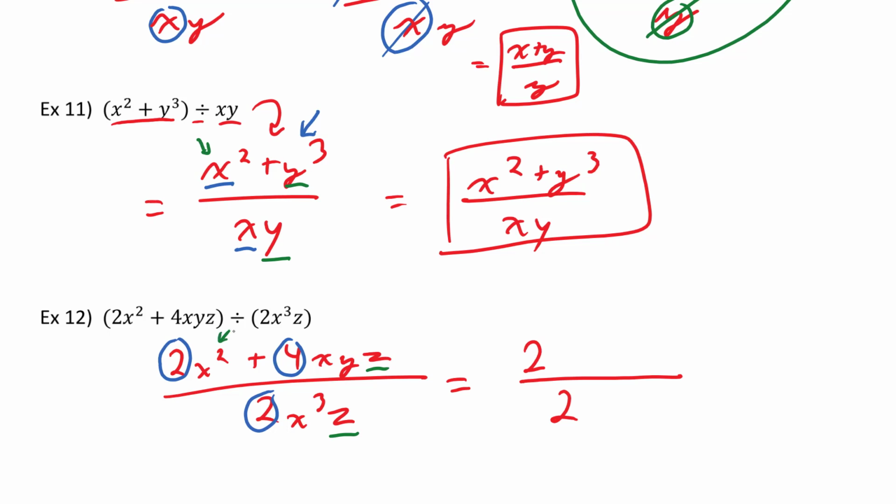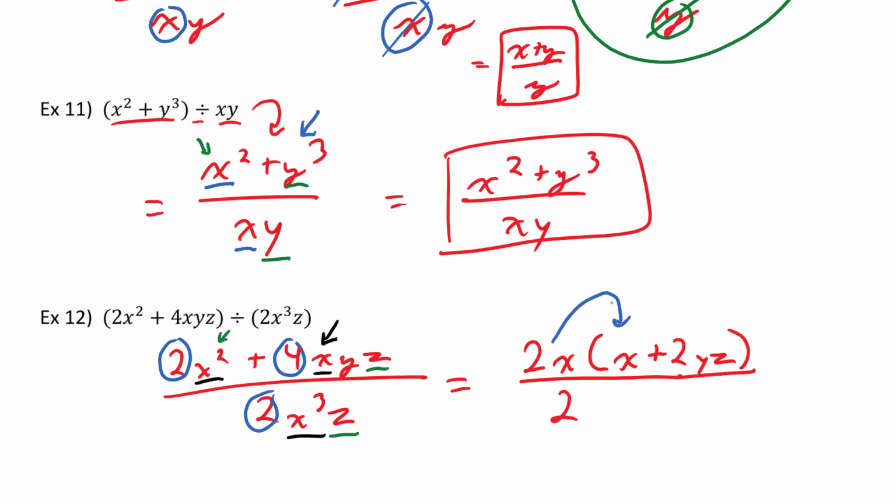What else do I have? I have an x, I have an x, and I have an x. But this one only is an x with an exponent 1 on it, so I can only pull a single x out. So let's pull the x out of that one. If I pull 2x away from x squared, what's left? Just x. If I pull a 2x out of 4xyz, here I get plus 2yz.